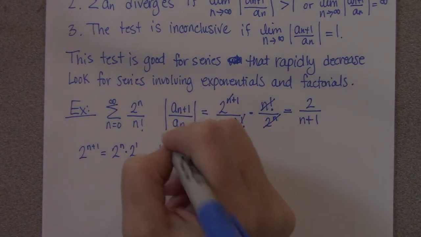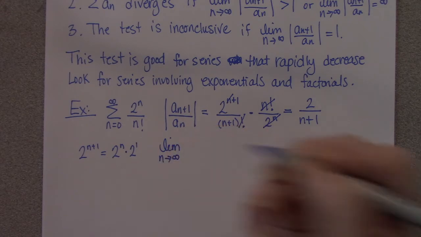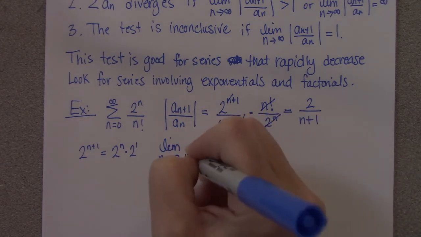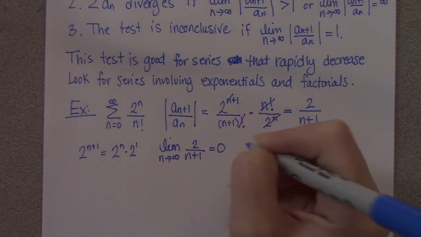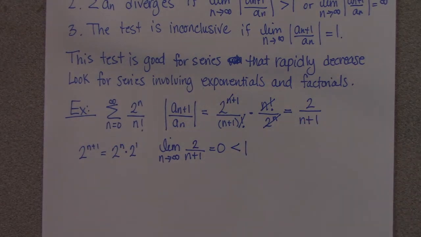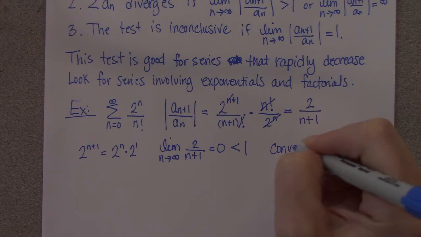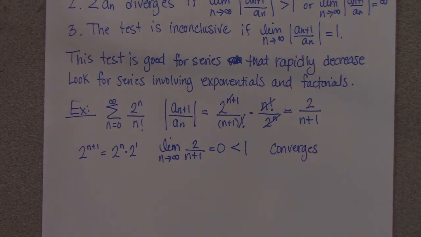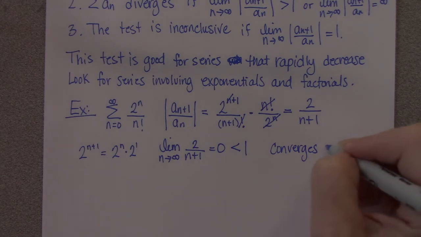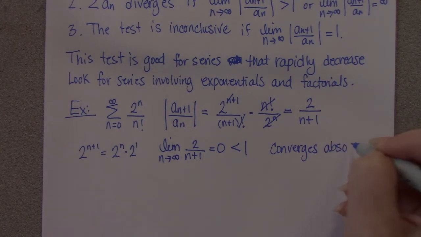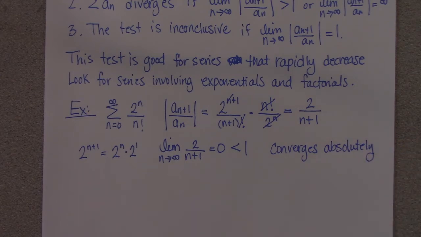So if we take the limit as n goes to infinity of 2 over n plus 1, we get 0, which is less than 1. So it passes the test, and the series converges. More importantly, it converges absolutely because we took the absolute value. So if I alternated this series, I know it would also converge.